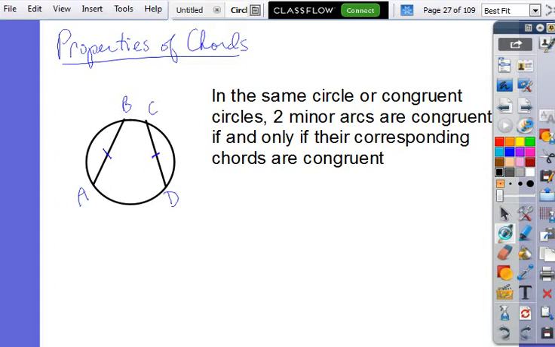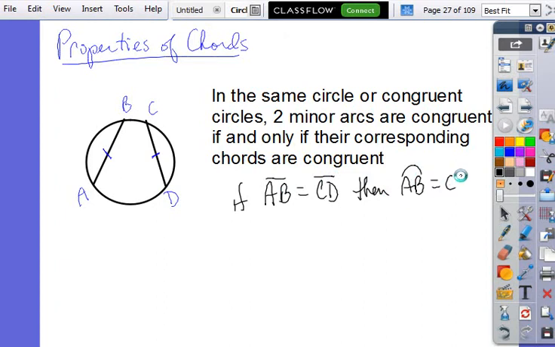All right, remember, where are the arcs at? From one point to another, but where? On the outside of the circle. So in this case, I could say if segment AB is equal to segment CD, then what else is going to happen? Arc AB is equal to arc CD. There you go. So that's what this rule is saying.